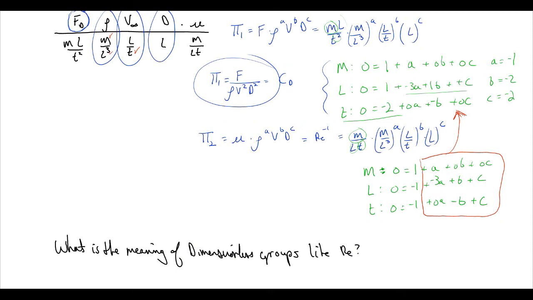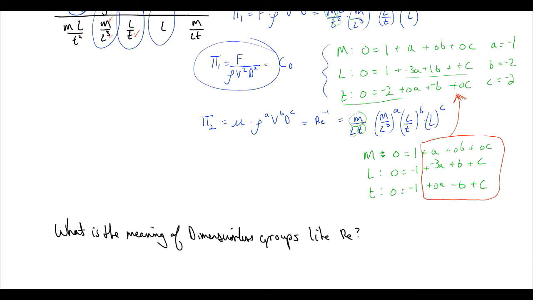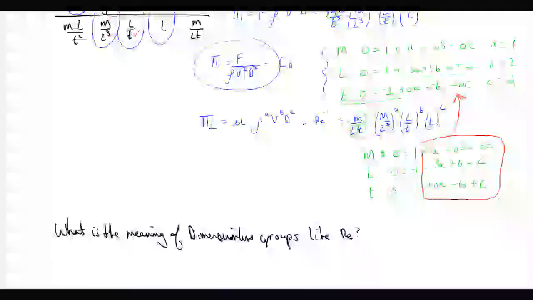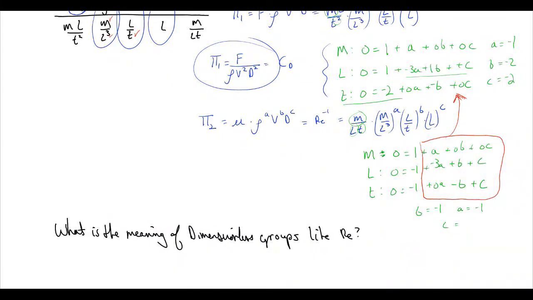Okay, so we can solve for these variables, and hopefully you've done that already. When we solve for them, we see that B is equal to negative 1, A is equal to negative 1, plug both of those in and solve for C, and we find that C is equal to negative 1. So when we write out our pi group, we get that pi 2 is equal to mu divided by rho v d, which is just equal to Reynolds number to the negative 1.